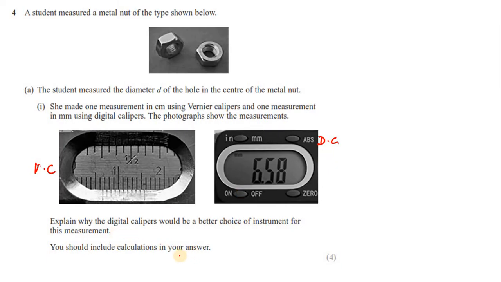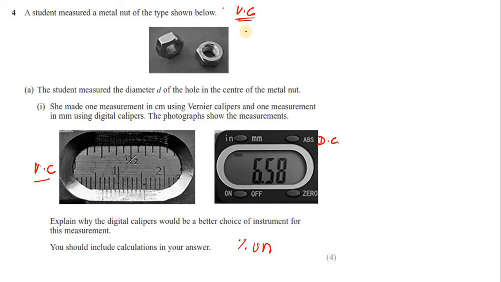So when you compare two instruments, which one is better? So we always compare percentage uncertainty in both measurements. So the less percentage uncertainty would give us a better reading. So we find the percentage uncertainty in measurement of Vernier caliper and percentage uncertainty in digital caliper. So for Vernier caliper, the percentage uncertainty.